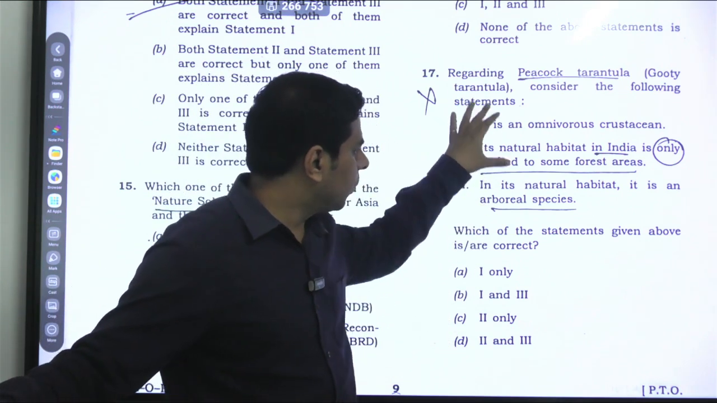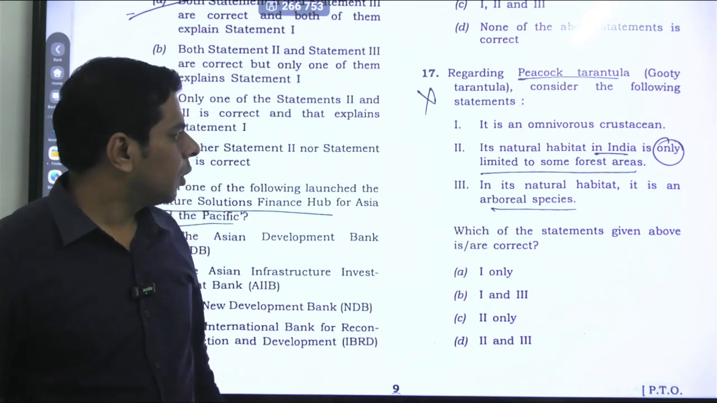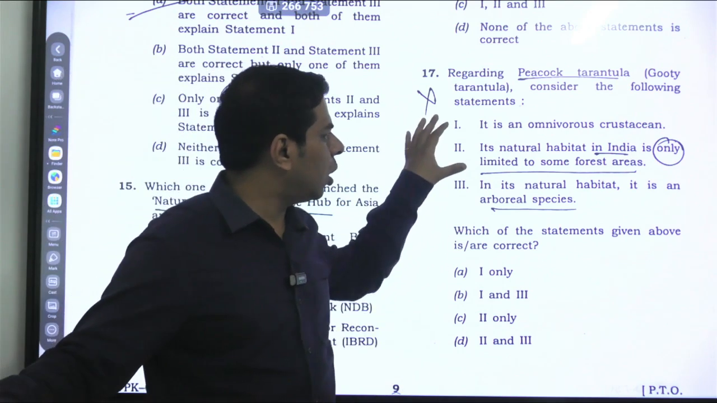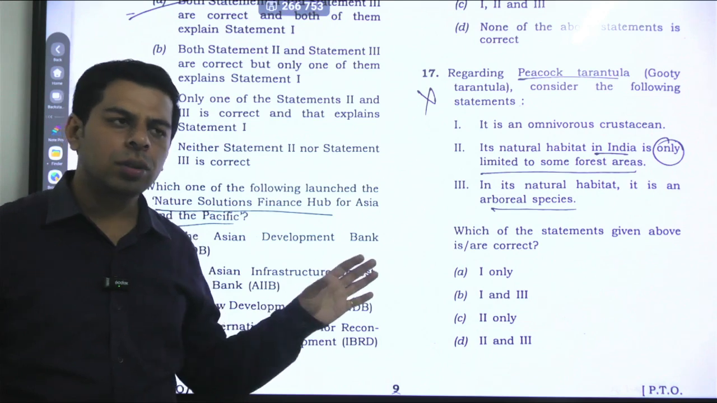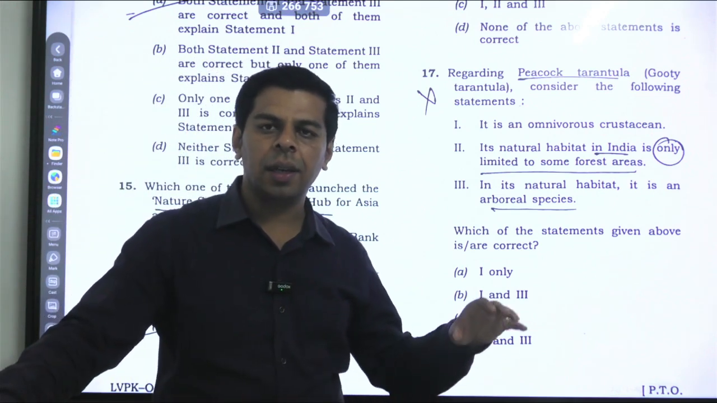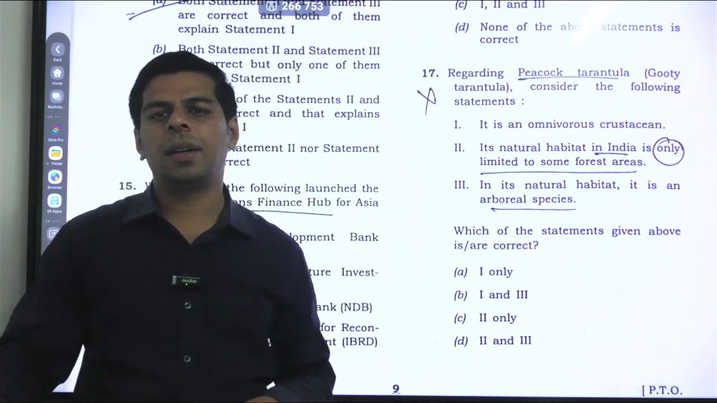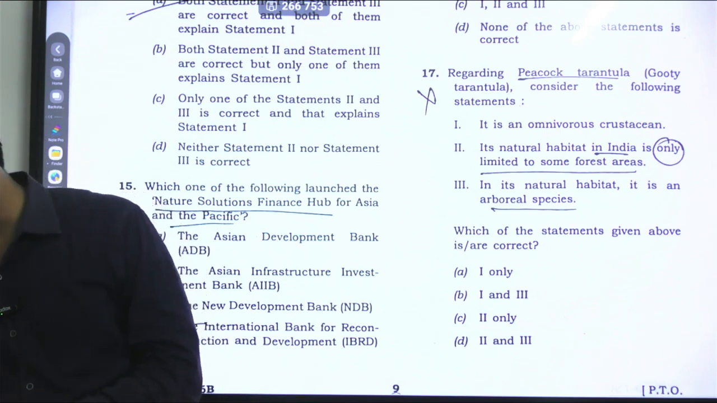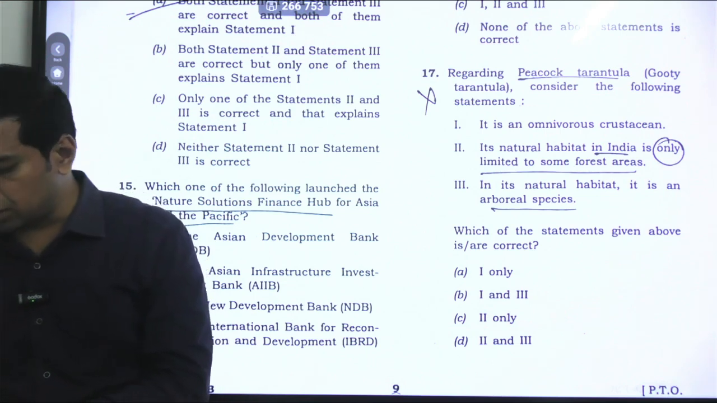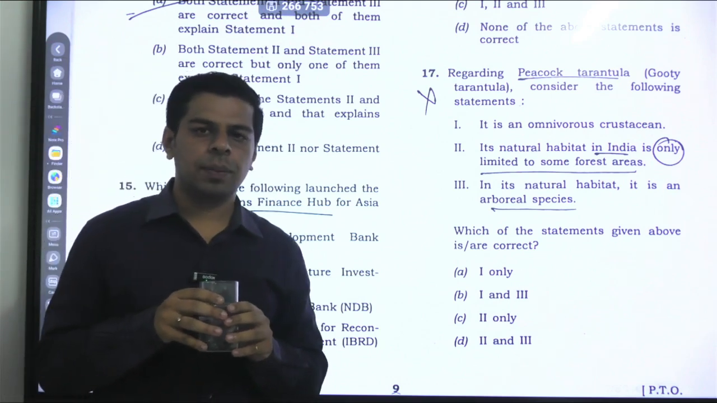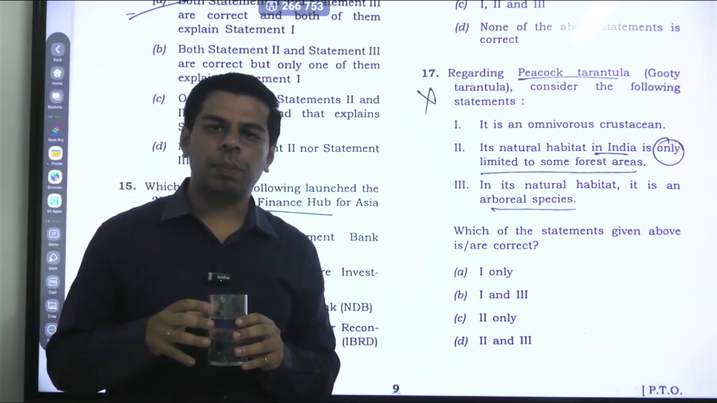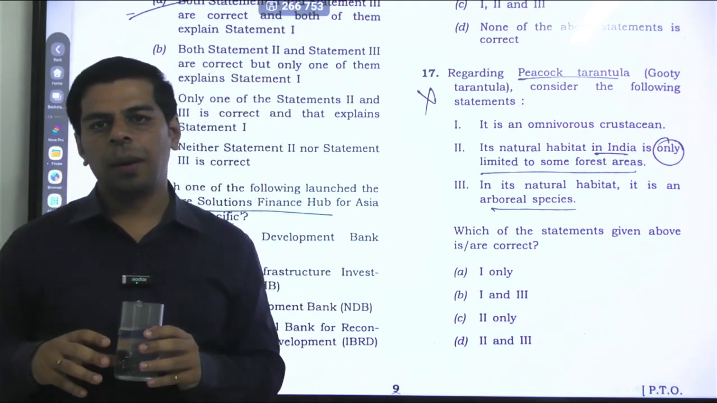And here the statements are quite tricky. The first statement says that it is an omnivorous crustacean. Now, omnivorous are organisms which do not practically differentiate between the vegetarian or the non-vegetarian part. Whatever comes to their mind, they tend to just devour it. So, in this particular theme, you have to understand it's an insectivorous species. So, basically, it will primarily feed on insects of this particular group.